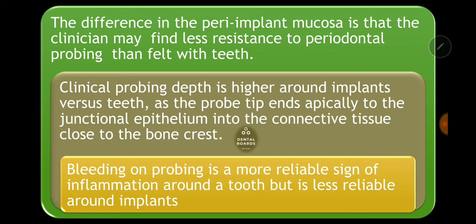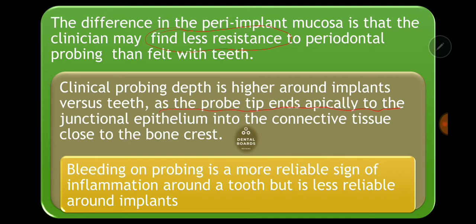And the other differences in peri-implant mucosa are that the clinician may find less resistance to probing when compared to natural teeth. Also, clinical probing depth is higher around implants versus natural teeth, as the tip of the probe ends apical to the junctional epithelium, into the connective tissue close to the crest of the bone.